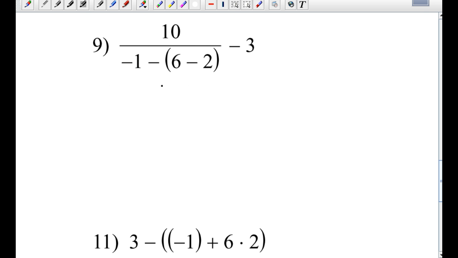So here we go. Since I'm going to be doing the 10 and the minus 3 last, I'm just going to rewrite it until I figure out this denominator. So I'll just copy it down, and let's just do the bottom. Minus 1, do parentheses. So 6 minus 2 is 4. When you only have one number in the parentheses, that's when you can drop the parentheses. The parentheses are for grouping, which means you have lots of numbers. But if there's only one number inside parentheses, you don't need it anymore. Okay?